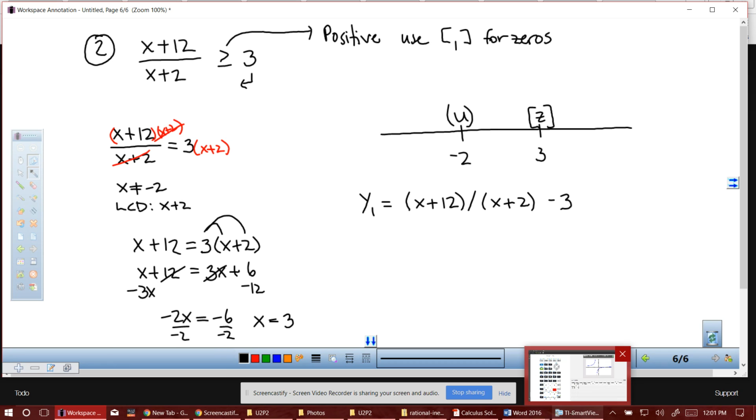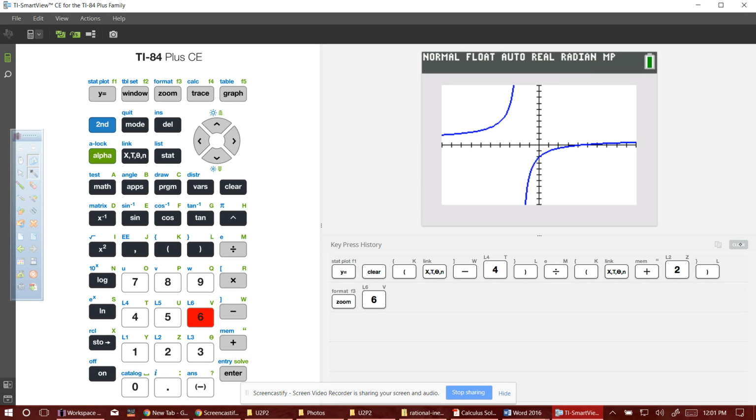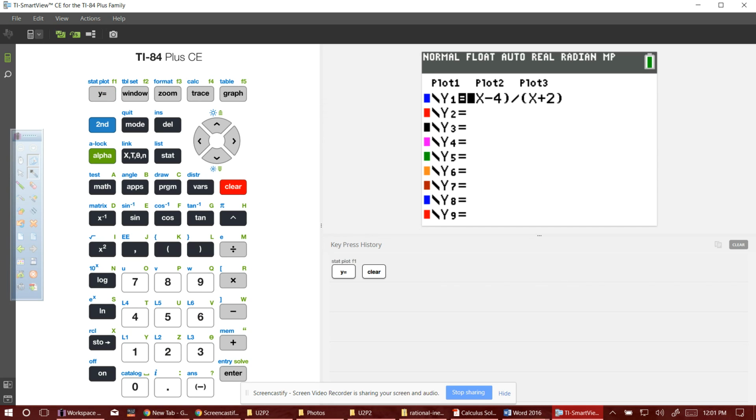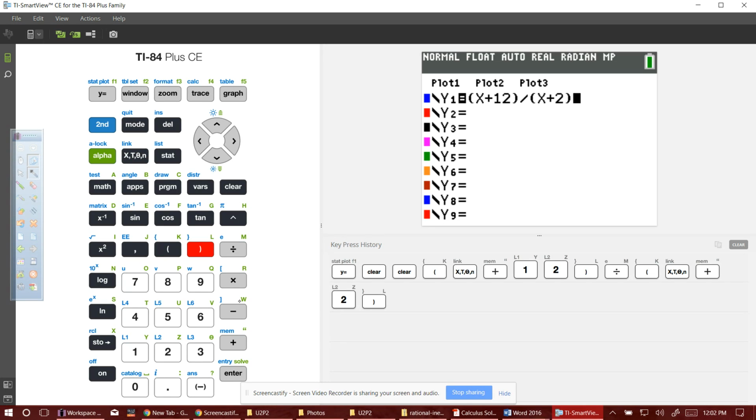All right, let's take that to the calculator so you can see it. Let me clear out these two previous things. Go to y equals and clear that out. I'll type in parentheses x plus 12 divided by parentheses x plus 2. And then the difference is, because it wasn't equal to 0 in the first problem, I'll have to subtract 3 over. Now the problem is really equal to 0 because I minus the 3.